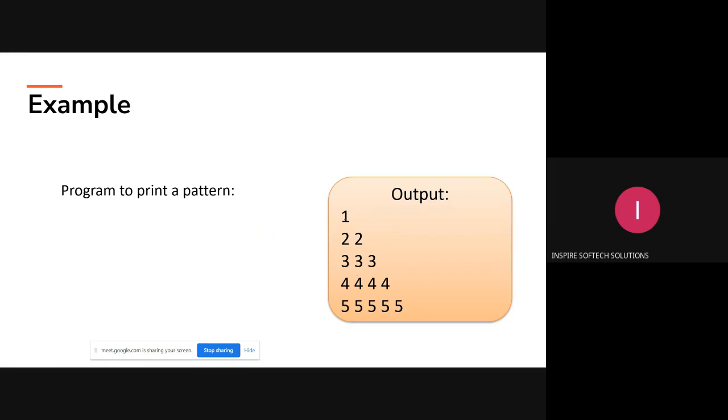See here. First line we are printing 1. Second line we are printing 2, 2. Third line 3, 3, 3. Fourth line 4, 4, 4, 4. Fifth line 5, 5, 5, 5, 5.